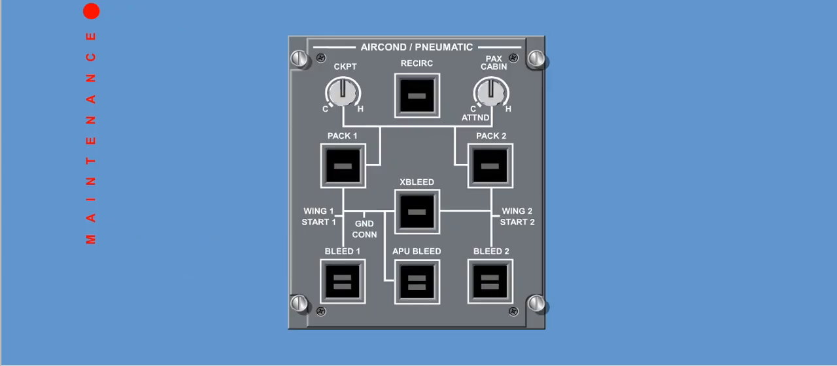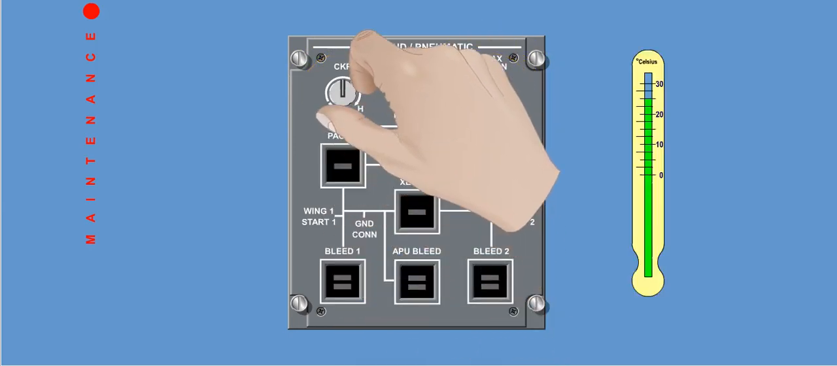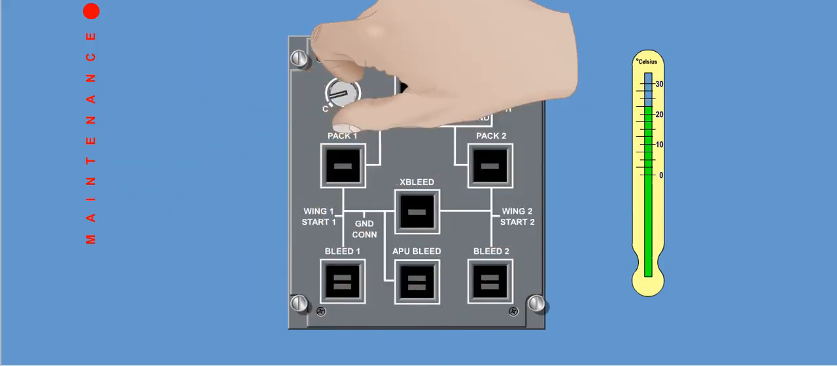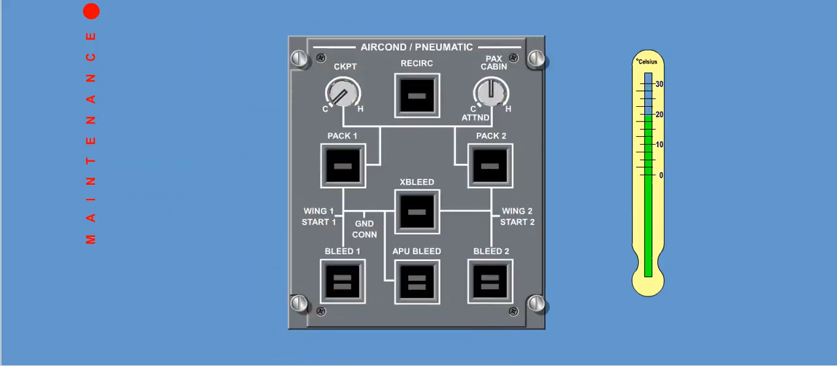The air conditioning control panel also includes the cockpit temperature and cabin temperature selector knobs. Adjustment of the selector knobs increases or decreases duct temperature, which allows control of the cockpit or cabin ambient temperature to between 19 and 30 degrees Celsius.